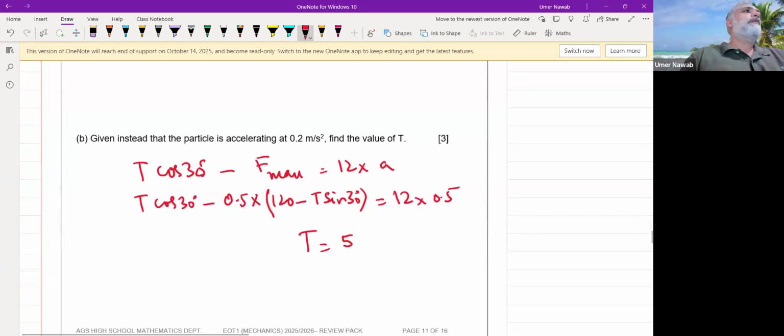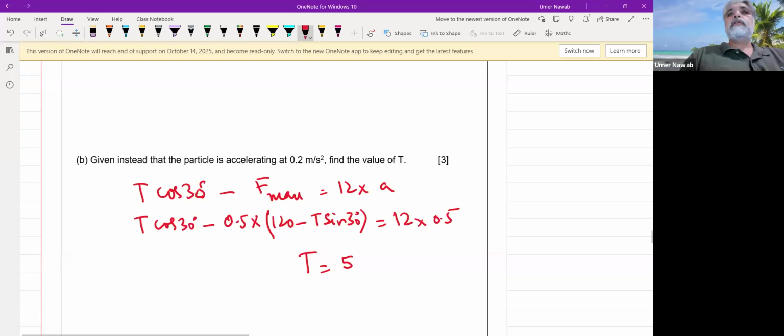Let me check that. Acceleration is, oh yes, acceleration is not 0.5, it is 0.2. Go back to my calculator and change the value of the acceleration. The value of the acceleration is not 0.5, it is 0.2. Now shift solve, it gives us 55.9 newtons, to three significant figures.